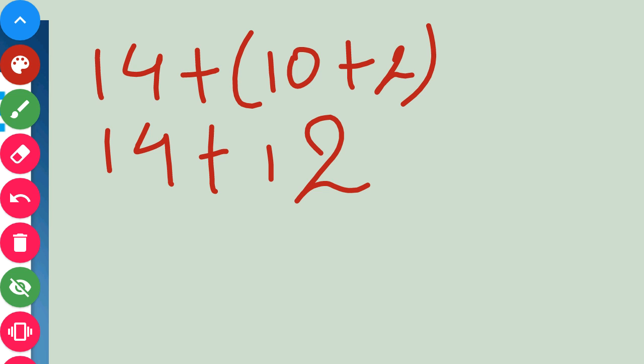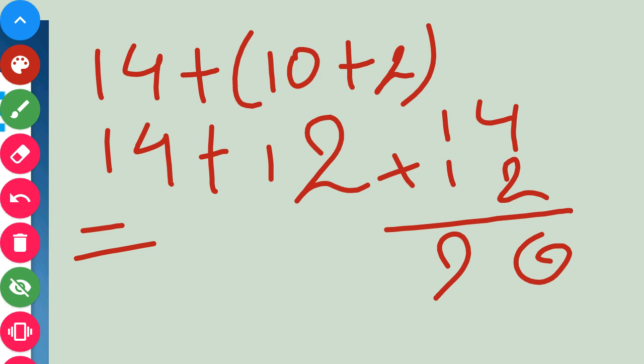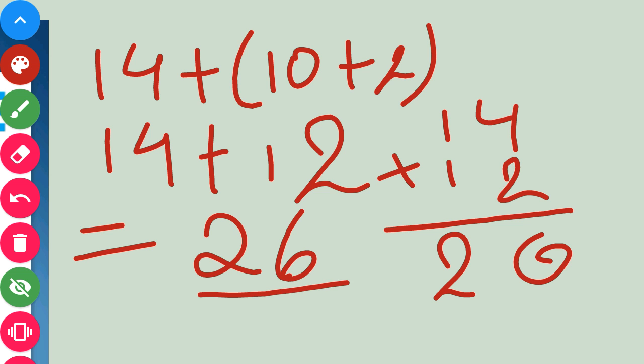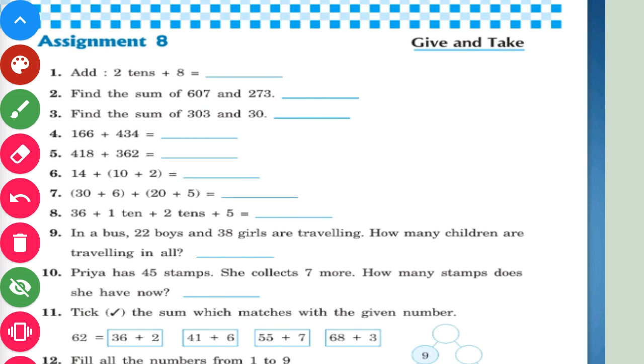Now 14 plus 12. How much will we get? 14 plus 12. 4 plus 2, 6, and 1, 1, 2. We will get 26. Okay. So 14 plus 12 will give us 26.